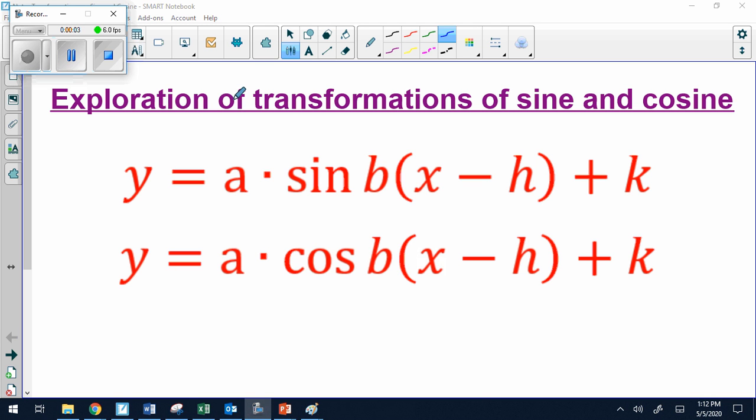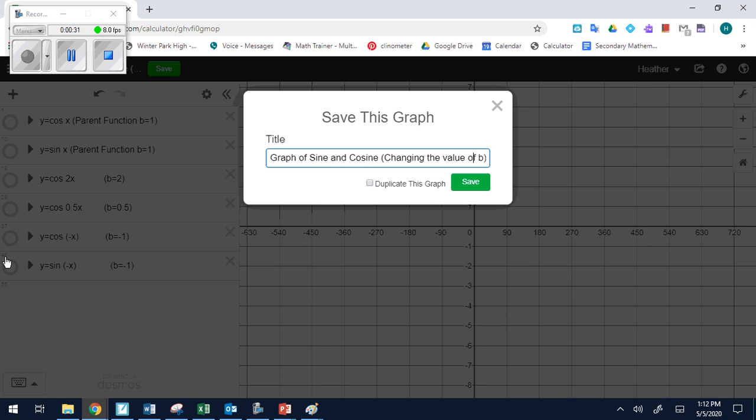For our final video on our transformations using sine and cosine, we're going to look at both sine and cosine once again, and this time we're going to look at changing the value of b. Now we haven't done the value of b before. We did a, we did h, we did k, we haven't done b. It's going to be similar to a, except instead of being vertical reflection, stretch, compression, it's going to be a horizontal reflection, stretch, compression.